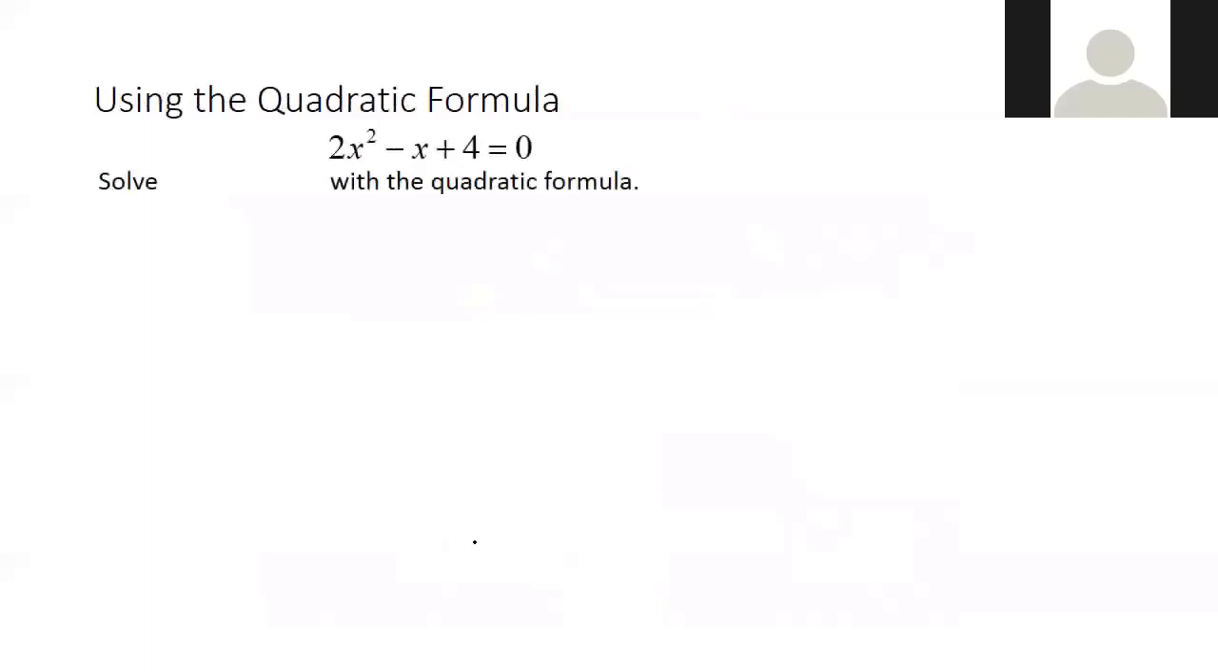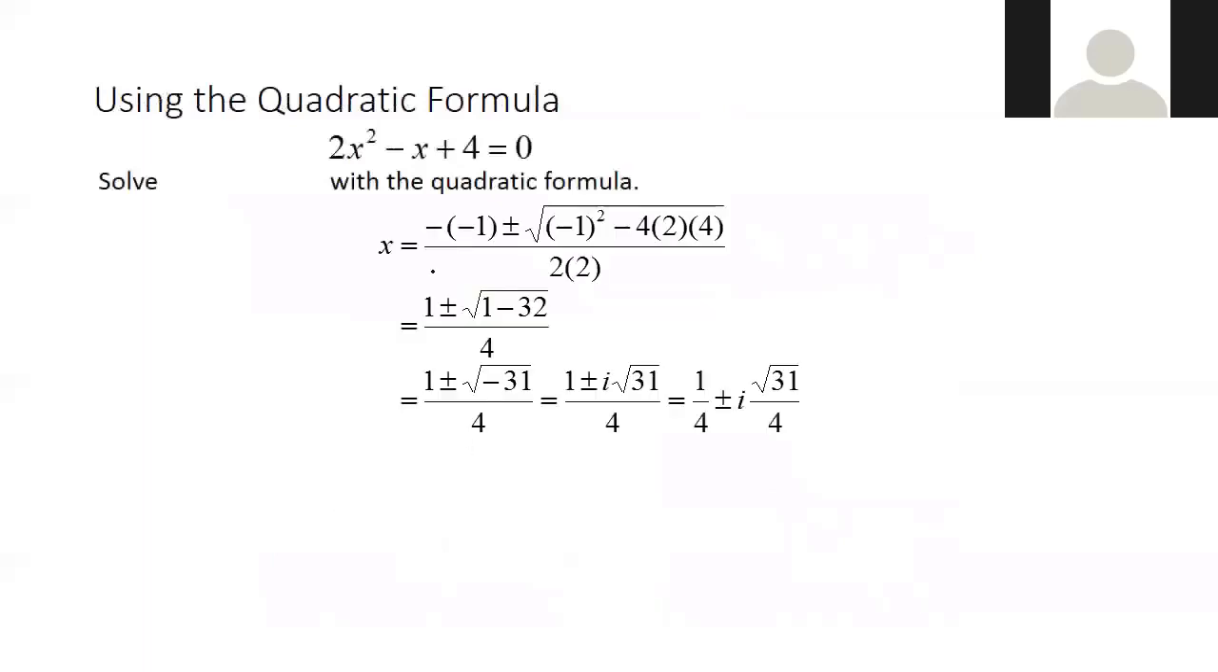Using the quadratic formula, 2x squared minus x plus 4 equal to 0. So in this case, your a is equal to 2. A is the coefficient of x squared. Your b is minus 1. Your c is 4. And you just basically substitute the values.